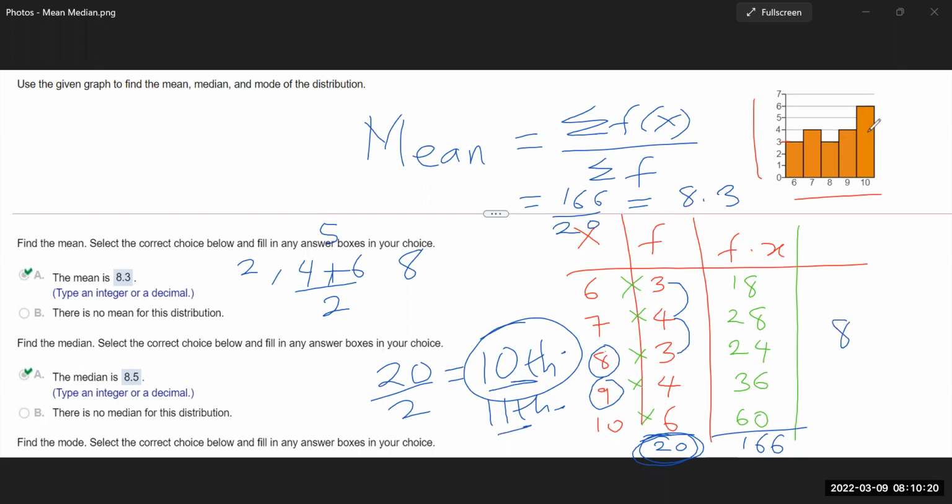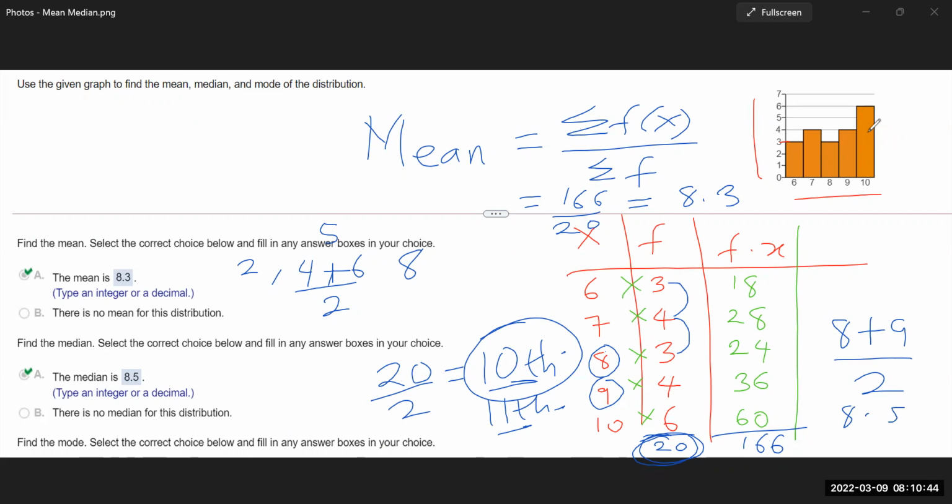So therefore you have to do 8 plus 9 and then divide by 2. All right. And what do you get for that? So that is why the median is 8.5. Is that okay? So that is your median. Your median is 8.5. So that is how you find the median for this frequency distribution.